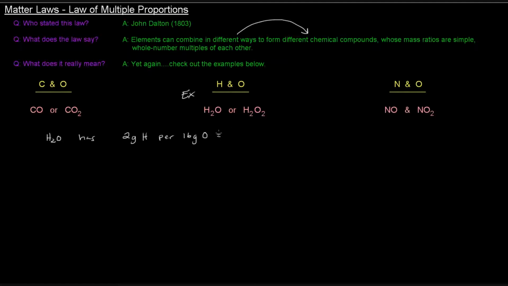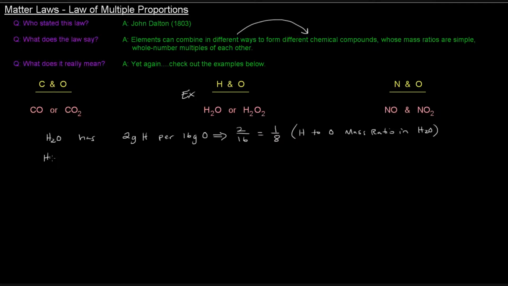So we think about that. I'm going to make that a little bit neater. We've got a hydrogen to oxygen mass ratio of 2 to 16, which we can simplify to 1 to 8. So this is the hydrogen to oxygen mass ratio in water, H2O.